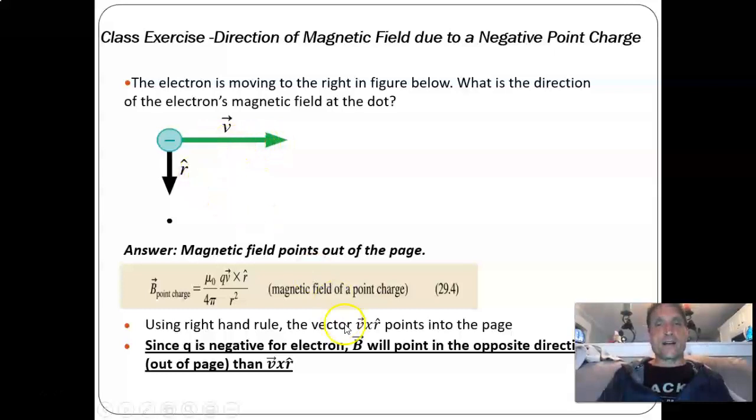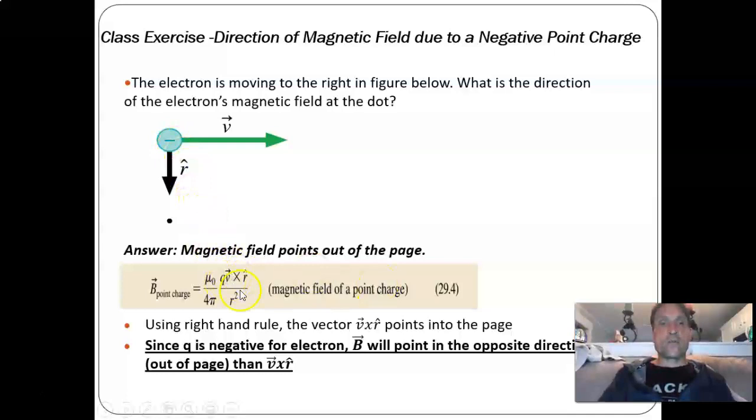And if you do that, the direction of the vector V cross R is given by your thumb. So again, take your fingers, point them along V with your palm pointed along R, and your thumb gives the direction of V cross R. And we see that the direction of V cross R points into the page. However, Q is negative.